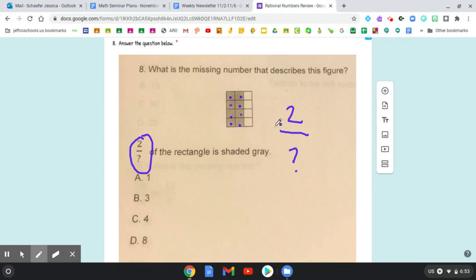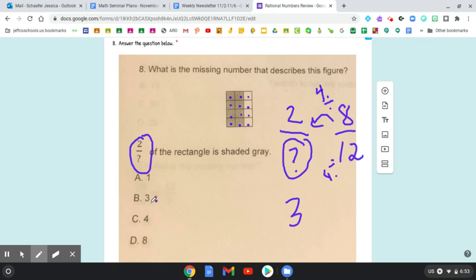So on my original fraction, if I think about shaded parts, I have 4, 5, 6, 7, 8. I have 8 shaded out of how many total? So 8, 9, 10, 11, 12. 8 out of 12. Well, this can simplify down. This has a 4 in common. 4 could be divided on both top and bottom. And if I simplify down, that 8 divided by 4 would turn into 2. But 12 divided by 4 would turn into my missing number. So 12 divided by 4 is 3. My missing number is 3. So it should be B.